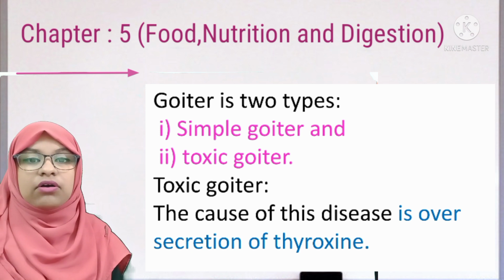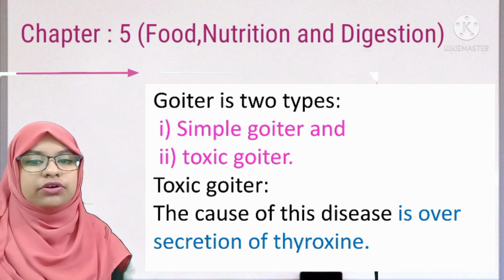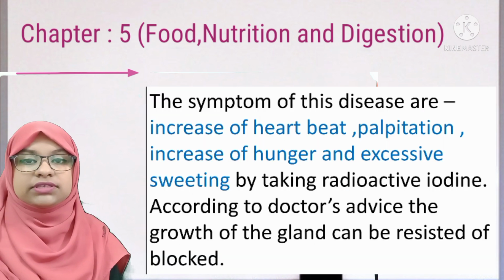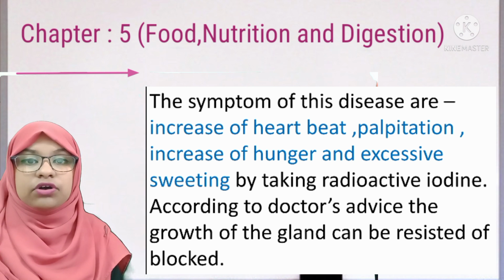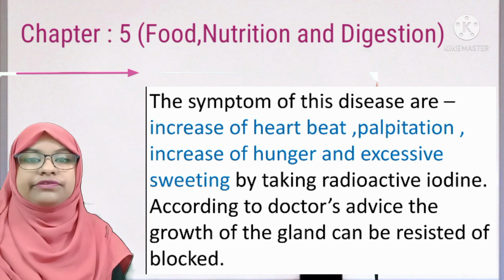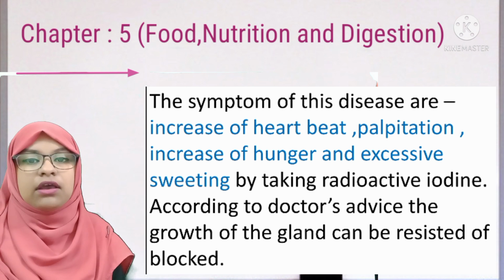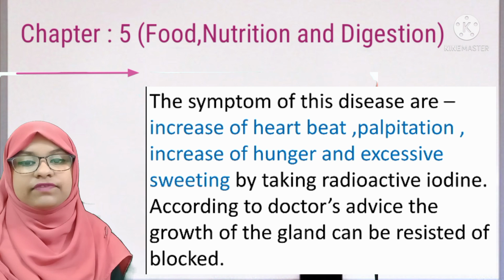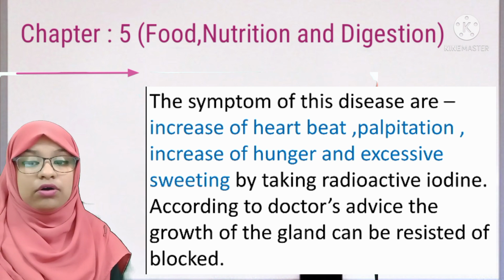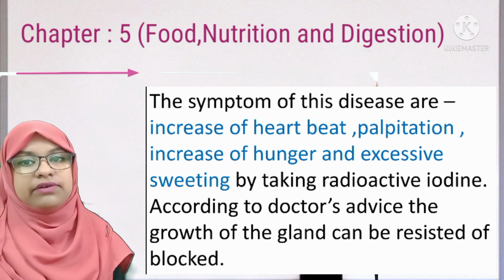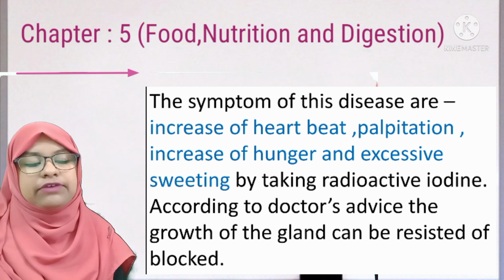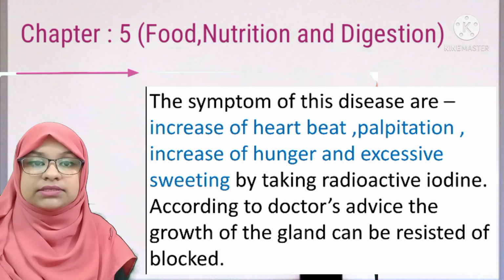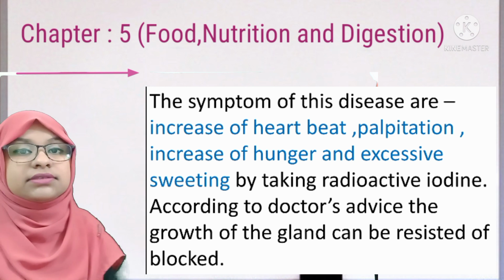Toxic goiter means the cause of this disease is over-secretion of thyroxine. The symptoms of toxic goiter are increased heartbeat, palpitation, increased hunger and excessive sweating. By taking radioactive iodine, according to the doctor's advice, the growth of the gland can be resisted or blocked. By taking iodine-enriched food, for example seaweed, sea fish, etc., we can get relief from this iodine deficiency disease, toxic goiter.